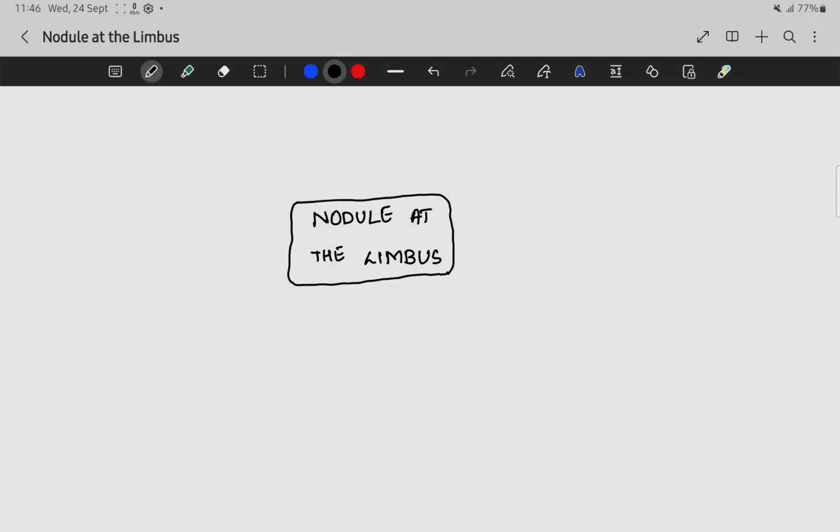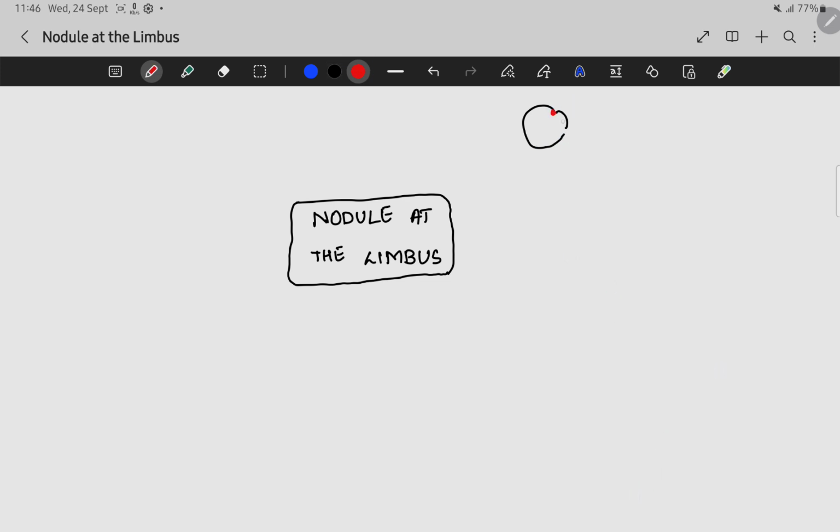Hi friends, in today's class we will discuss nodule at the limbus. So what is limbus? It is a transitional zone between the cornea and the sclera. So between the cornea and the sclera it is the limbus, right?